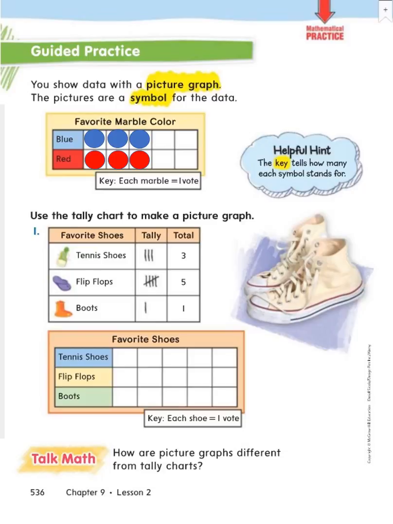Now let's go down to the middle of the page. It says use the tally chart to make a picture graph. Remember, the tally chart is what we did yesterday. And this chart talks about favorite shoes, and it gives people 3 choices: tennis shoes, flip-flops, boots. So 3 tally marks in that first row, and the number 3. That tells us that 3 people said tennis shoes were their favorite.